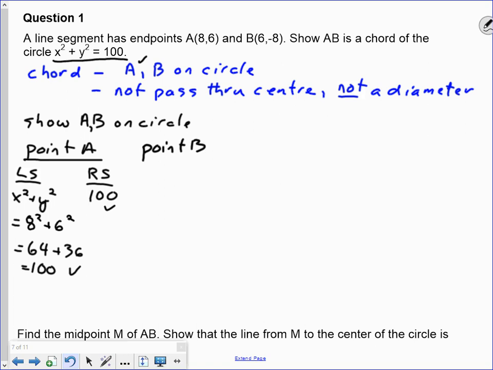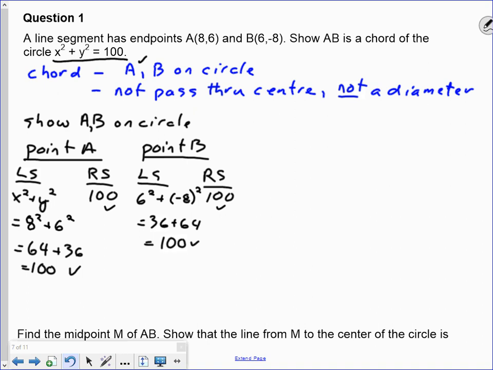All right, let's do the same thing for point B. Our right side is easier, it's 100. Our left side, let's sub in 6 for our x, so 6 squared plus (-8) squared. If we work this out, we get 36 plus 64 equals 100. Therefore, A and B are on our circle. And so that's the first thing proven that we needed to show.